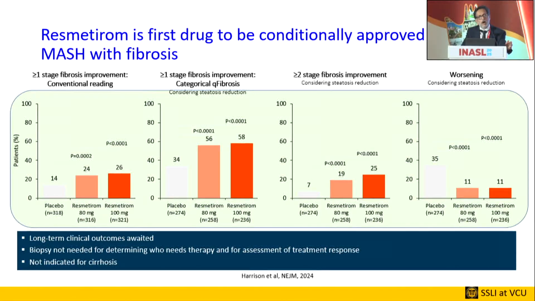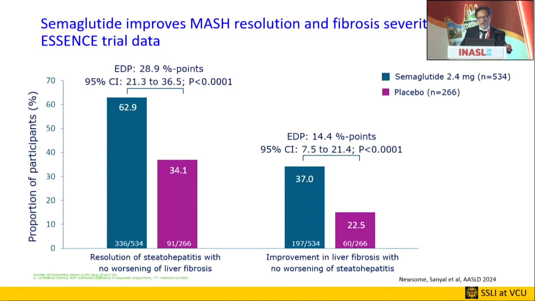Now, what is available to us in the West is resmetirom, which is a thyroid hormone receptor beta agonist, works by making the liver burn off the fat, improve mitochondrial health, reduce oxidative stress, and reduce the injury and inflammatory drivers of fibrosis. And you can see over here again that it is better than placebo in producing fibrosis improvement. It's a very well-tolerated drug with some early diarrhea, but it usually resolves.